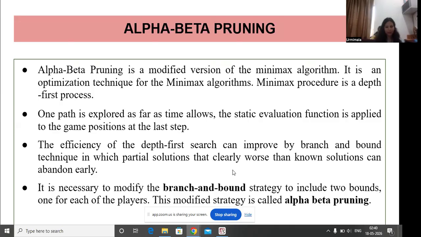So here branch and bound technique is where the algorithm splits a large problem into smaller subproblems. And it is necessary to modify the branch and bound strategy to include two bounds, one for each of the players. This modified strategy is called alpha beta pruning.